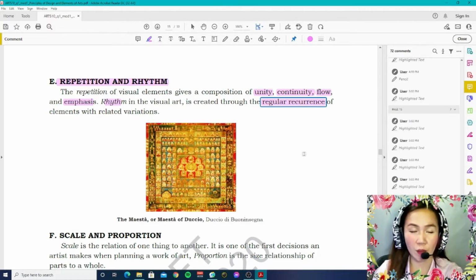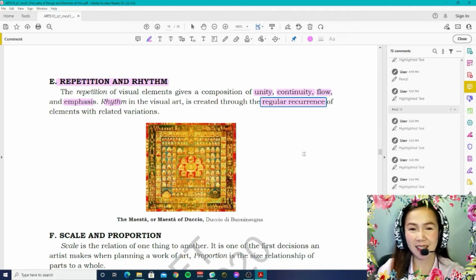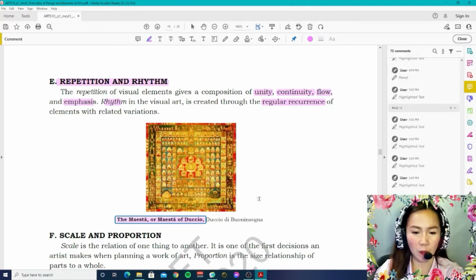Diba sa sayaw o sa music may rhythm tayo? Okay? Pag ilagay mo siya sa art, makikita mo, maliit, biglang malaki, maliit, malaki ulit, maliit. That is an example of rhythm. Mababasa mo siya. Okay? So, this is an example of repetition and rhythm. The Maestà of Duccio. Now, as you can see, dun sa painting na iyan, makikita nyo na repetition, inuulit yung mga image or character. Okay? Pero may pattern.